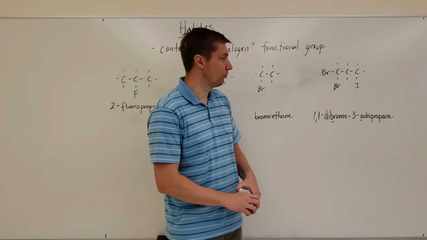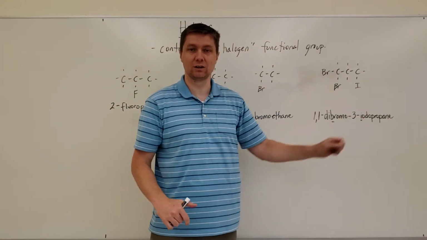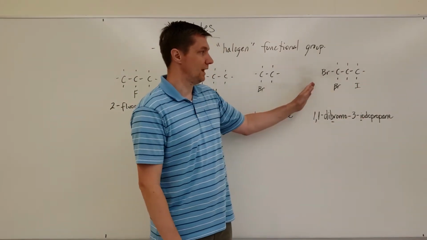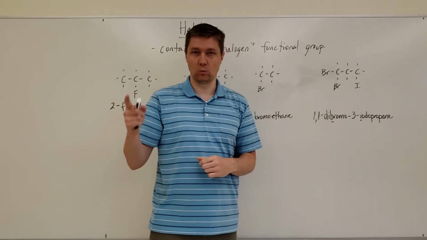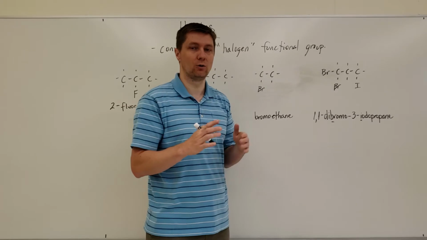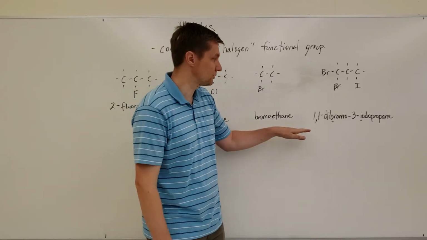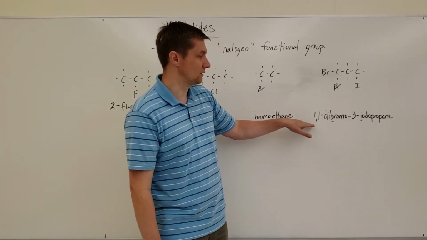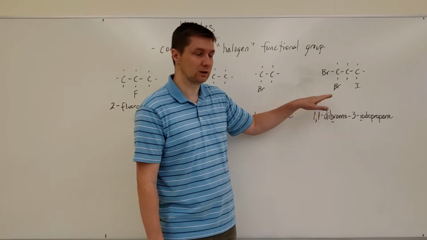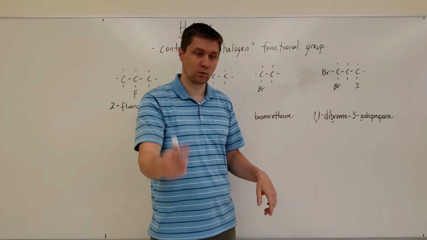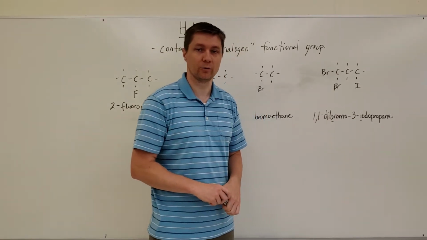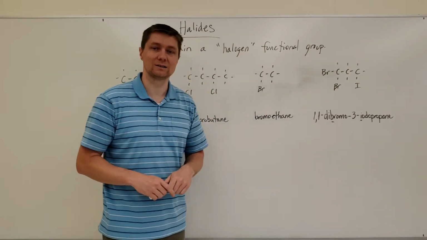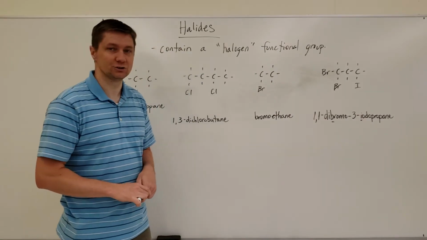Now, I want to number this again so that the branches get the lowest set of numbers. Left to right would give me a 1, 1, and a 3. Right to left would give me a 1, 3, and a 3. So 1, 1, 3 is a lower set of numbers. So that's what I go with, and this ends up being 1,1-dibromo because both bromines are on carbon number 1, 3-iodo because the iodine is on carbon number 3, propane because that's the parent chain name.